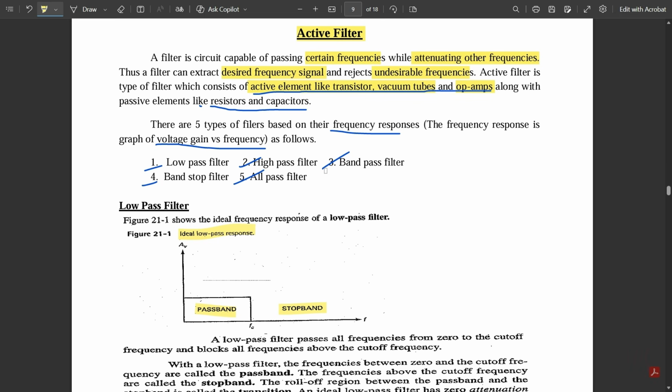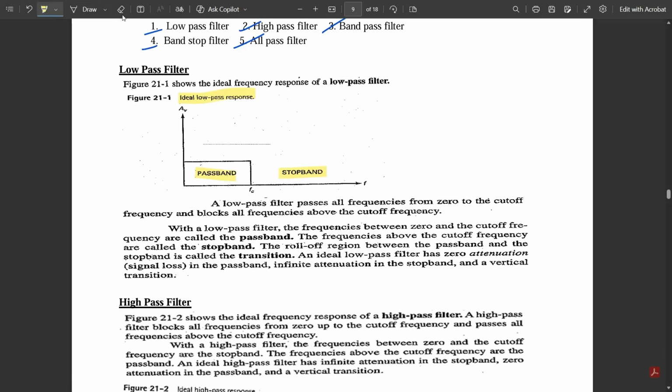So in between we have this component called FC, right? That FC is the cutoff frequency, or if you want to represent it in decibels, you can call it the 3 dB cutoff frequency.